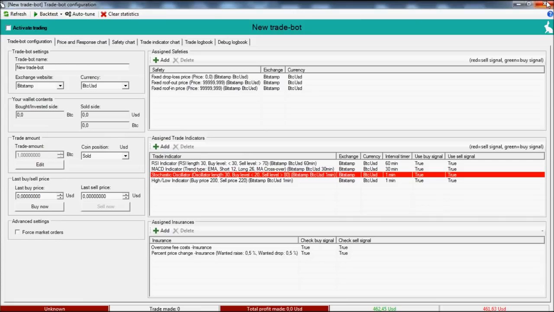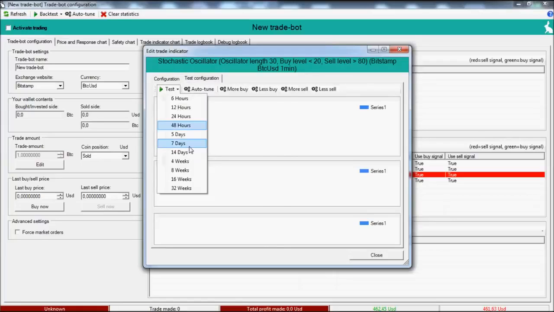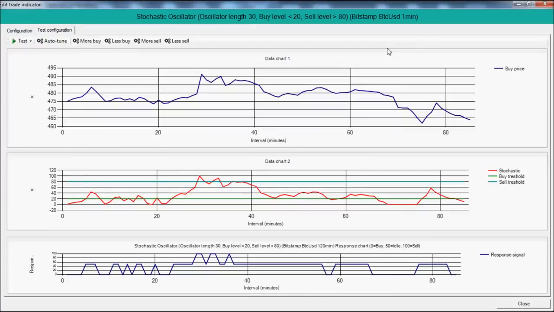Alright, let's check out another indicator. And we've got another popular one, stochastic oscillator. It's kind of like a RSI, but the default is at 20, 80 instead of 30, 70. And again, I'm going to have this update. See, 2-hour update, and let's do a weekly test and see what would have happened. Alright, it produced a lot of signals in 1 week. It started buying way over here, and then when the price went up, it sold.